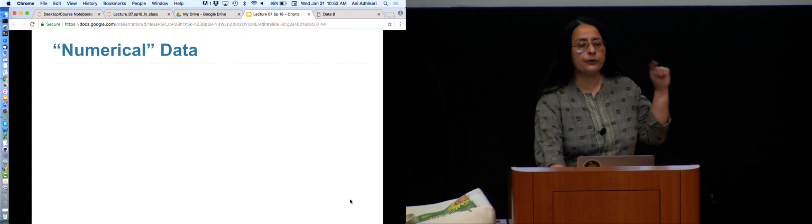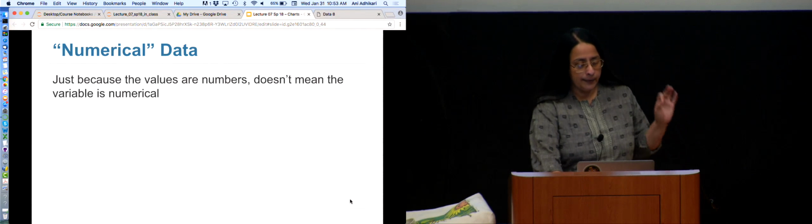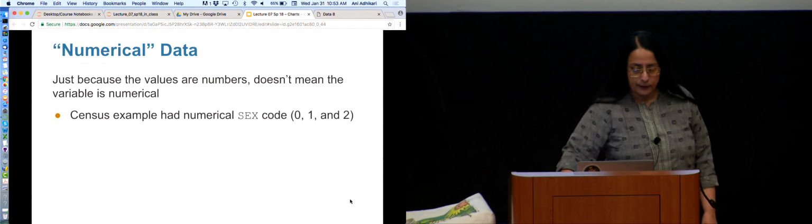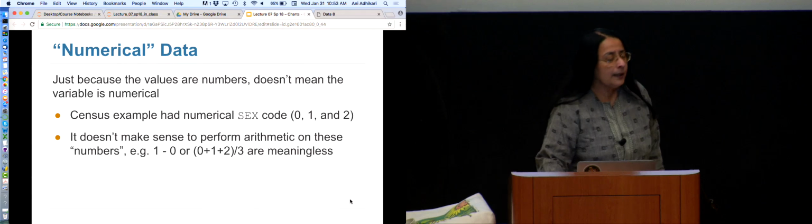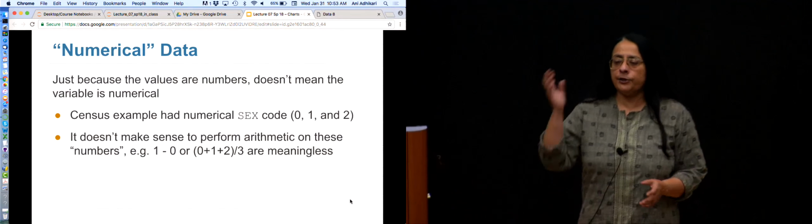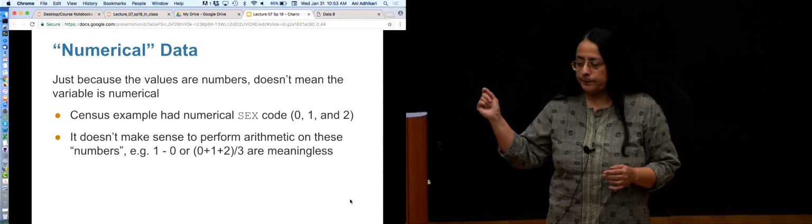Okay, so this is now so-called numerical data. Just because the data are numbers doesn't mean the variable is numerical. Your sex code had numbers 0, 1, 2, but you can't subtract and take averages of those numbers. It doesn't make sense. They're just labels, and you could just as well have called them red, blue, and green.